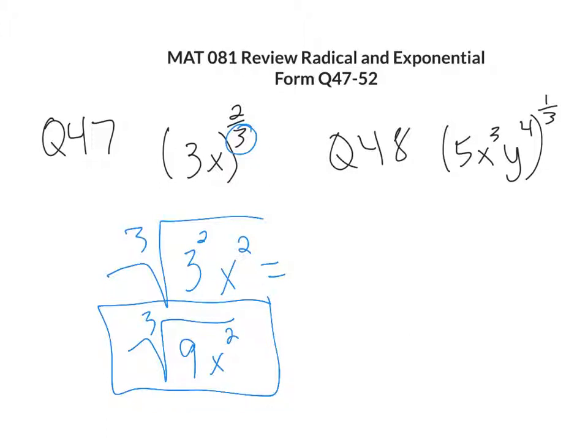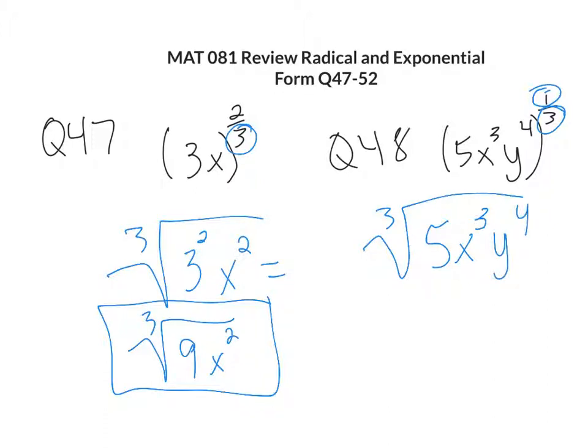For question 48, same thing. This number is going to tell you it's the cube root. And this time the top number is 1, so we don't have to worry about any exponents from there. However, we can simplify this radical by taking out what we can. X to the third, that's 1 group of 3, so we can take out an x. We can take out a y, but it'll have 1 left on the inside. And then 5, we weren't able to deal with, so 5 stays on the inside, because 5 is prime.